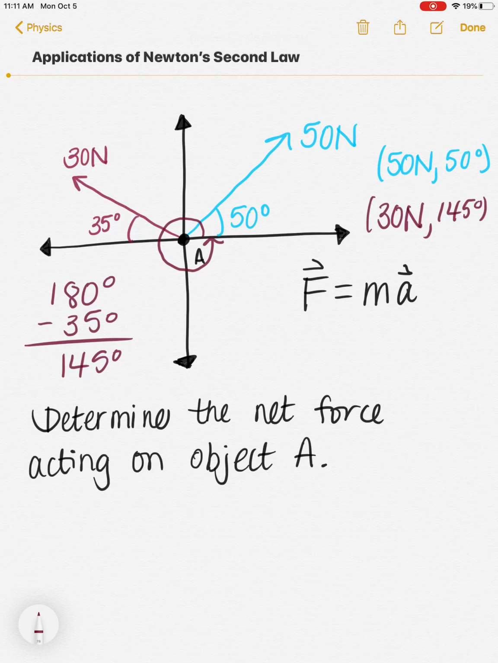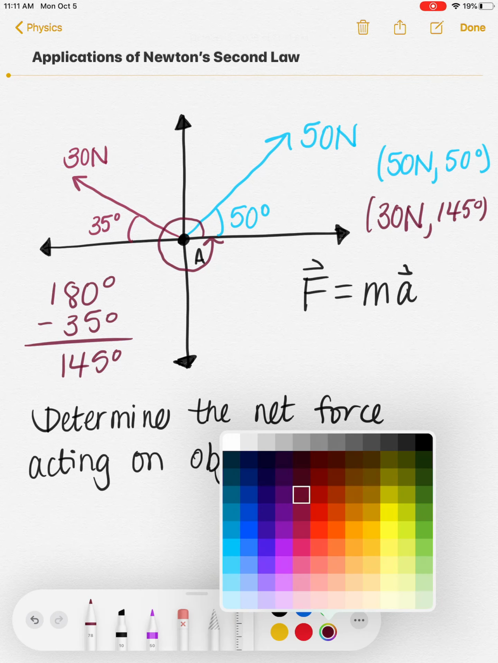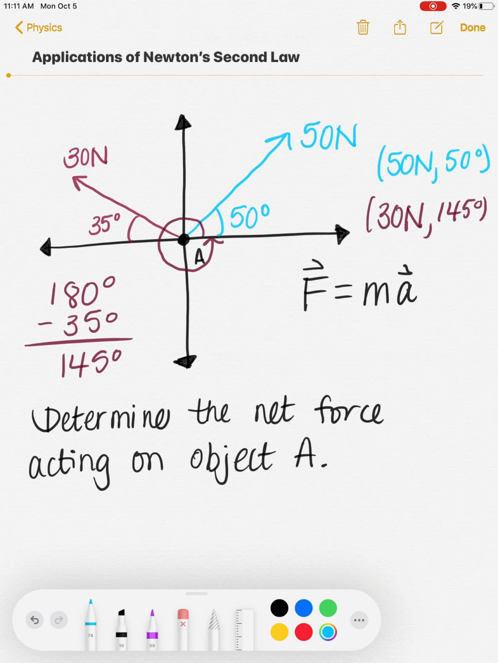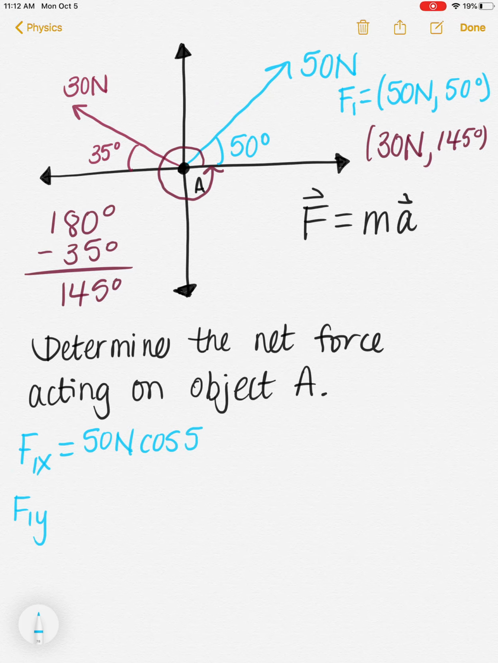All right, so we are supposed to determine the net force acting on object A. You may remember in a previous chapter, we had worked on doing this. In order to do that, we must resolve both of our vectors into x and y components. Let's call this teal force, force 1. So we need to find F1x and F1y. To find F1x, we are going to take 50 newtons times the cosine of 50 degrees. To find the y component, we are going to take 50 newtons times the sine of 50 degrees.